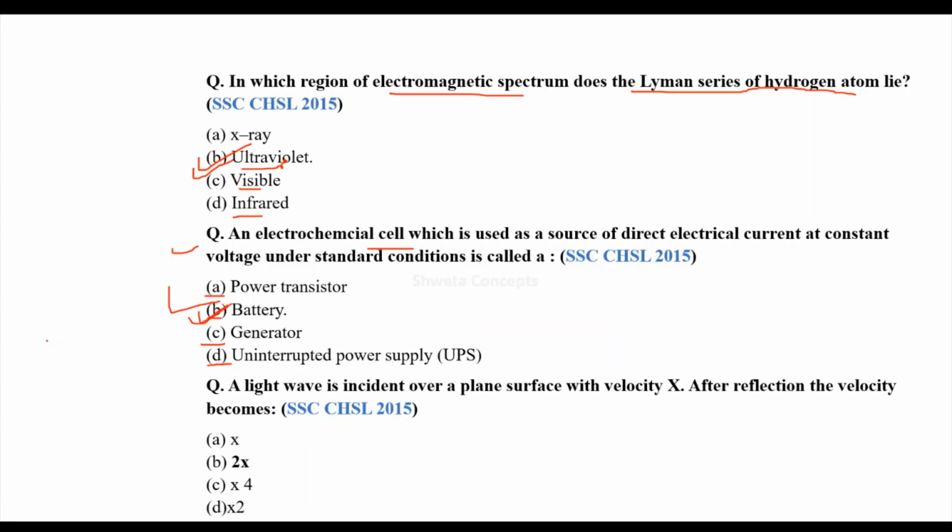Now next question: a light wave is incident over a plane surface with velocity x. After reflection the velocity becomes, now the answer is 2x. After reflection the velocity of this wave becomes 2x.